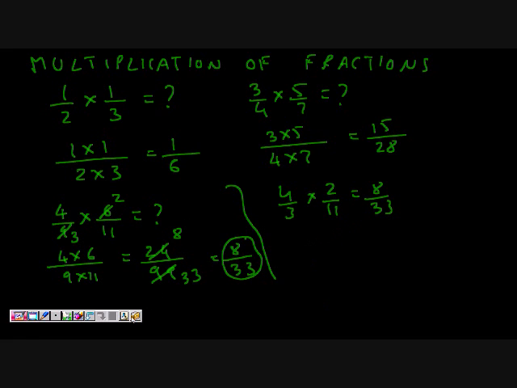Let's take one more example of simplification. Suppose you're given 7 by 9 into 8 by 14. It's equal to how much? Now you could easily do 7 into 8 divided by 9 into 14. 7 8s are 56 and 9 14s are 126.